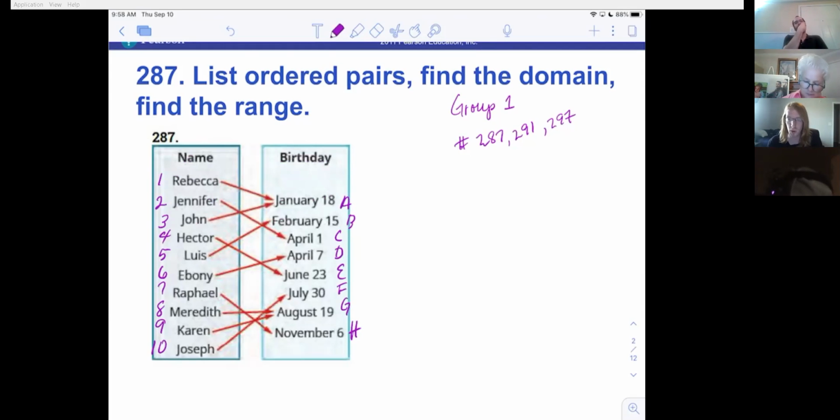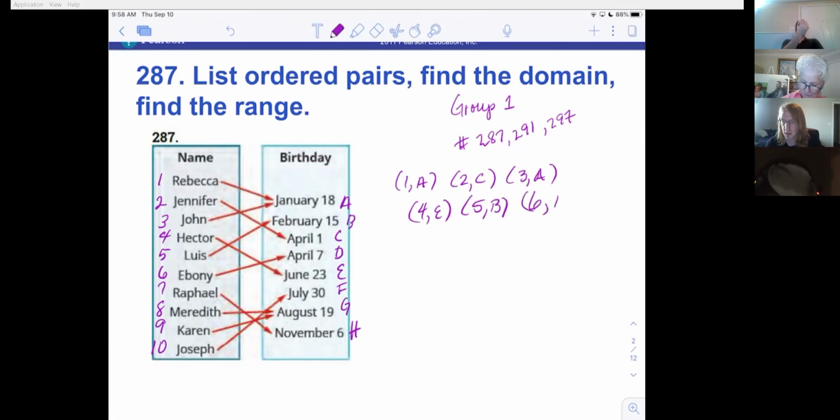I have 1A, 2C, 3A, 4E, 5B, 6D, 7H, 8G, 9G, and 10F.